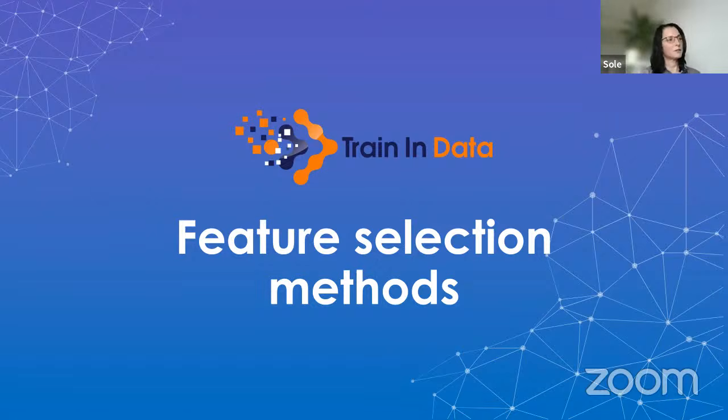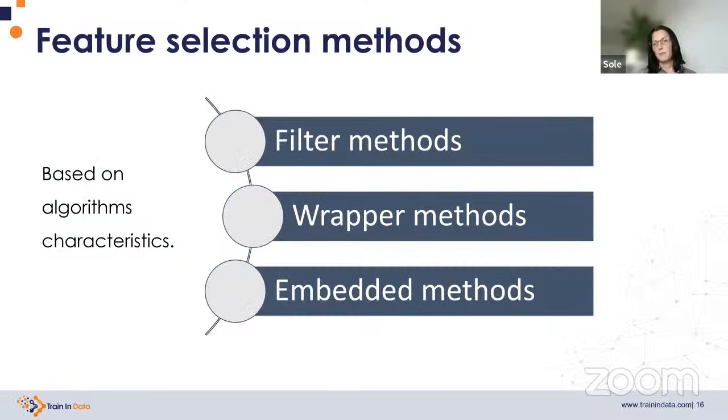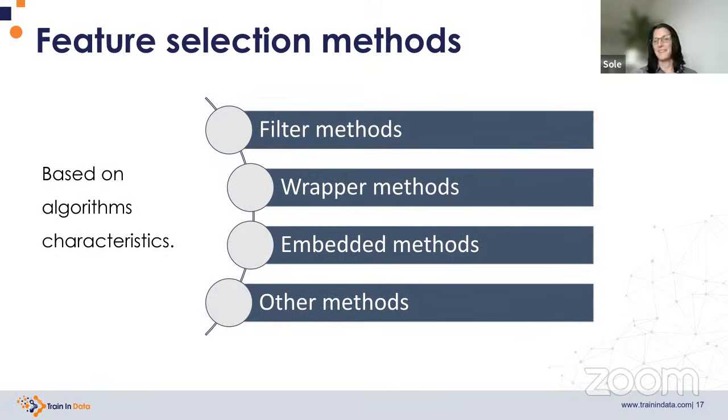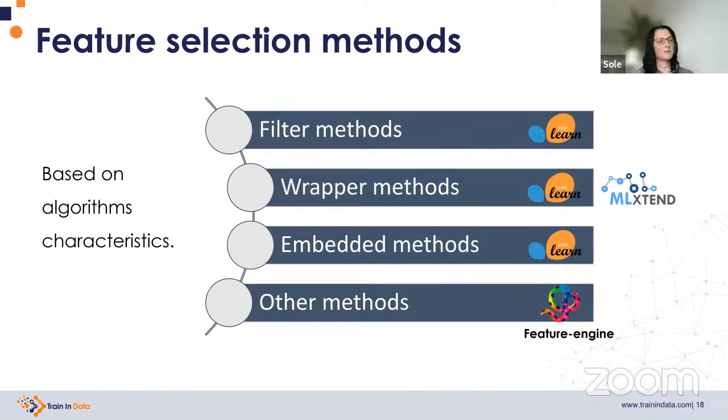Well, there are various feature selection methods, and these methods are grouped into 3 categories that are based on the characteristics of the algorithms. We have filter methods, wrapper methods, and embedded methods. And there are, of course, a lot of algorithms that do not fall in any of these categories, so I will put them under a new category, which is other methods. And the good thing about this is that the Python libraries that we have already cover many of the algorithms that we find for every group. So scikit-learn has 3 or 4 methods to carry out filter methods. Wrapper methods can be carried out with scikit-learn and MLxtend.